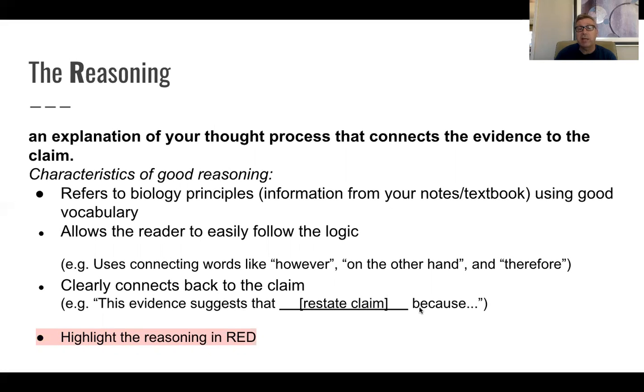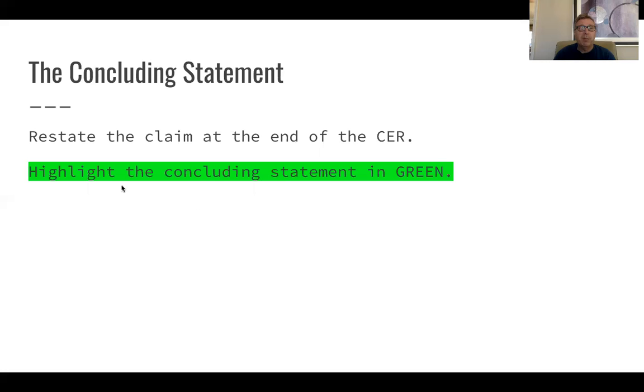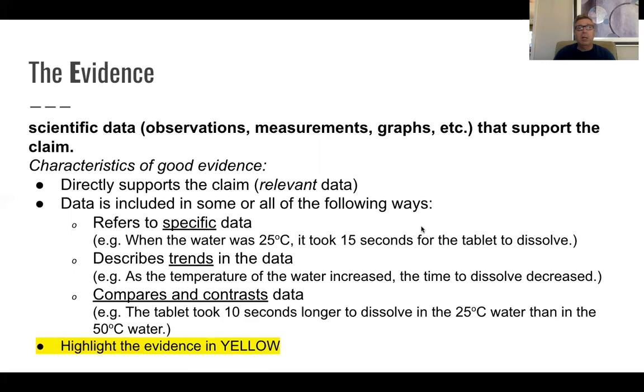This evidence suggests that restating the claim. Well, actually, that would be a because. This is reasoning. I'm sorry. But you are going to restate the claim. So the first sentence, you're going to go ahead and write in a different way. You sort of say the same thing, based on the evidence, and then you can highlight that green.